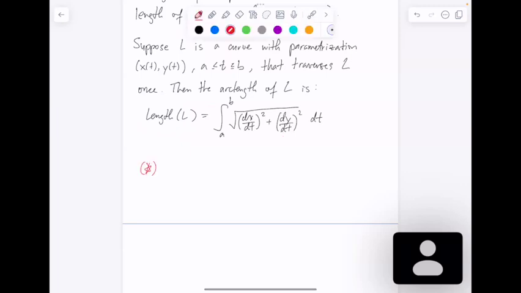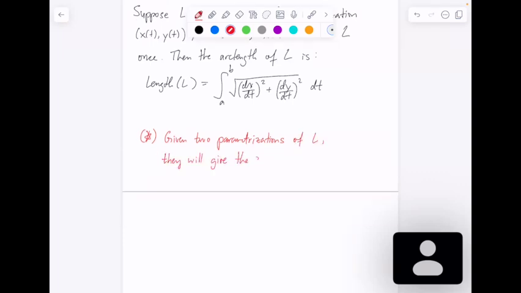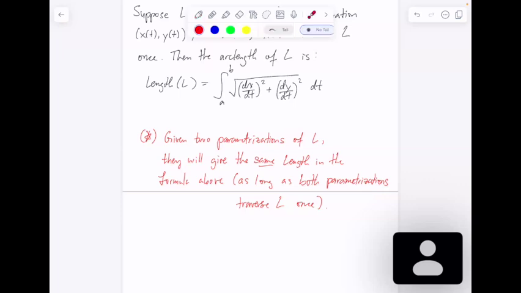An important note here is, given two parameterizations, let's say x of t, well, I will do. Given any two parameterizations of L, they will give the same length in the formula above, as long as both parameterizations traverse L once. All right, so this is not at all obvious the first time we look at this, right?